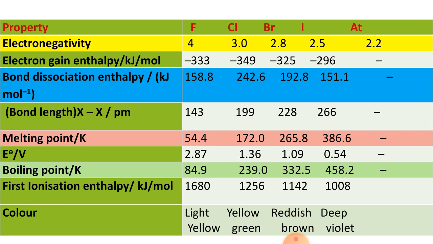Now boiling points. Look again, the boiling point also depends upon the mass. Down the group mass increases, that's why boiling point also increases. So there are no variations. This is the simple rule.